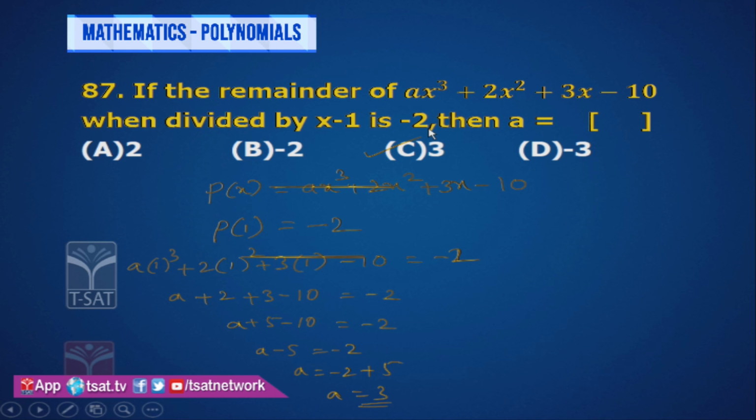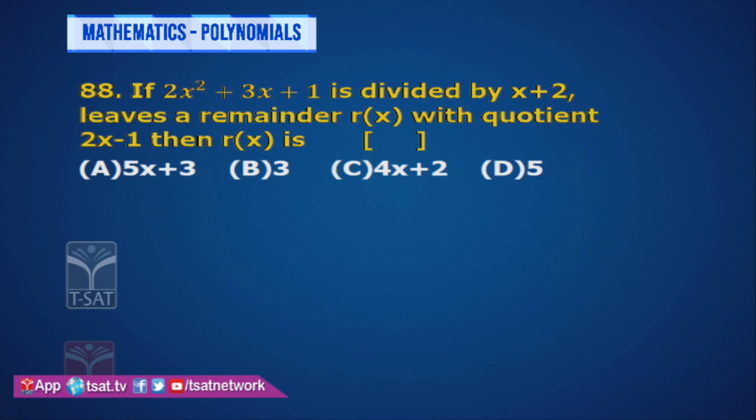If you can do calculations very fast, then here only you can say: a, this is 2 plus 3 is 5, 5 minus 10 is minus 5, so a minus 5 equals minus 2, a equals minus 2 plus 5, a equals 3. You can save time if you do the calculation in this way. When you practice more, you will get that.